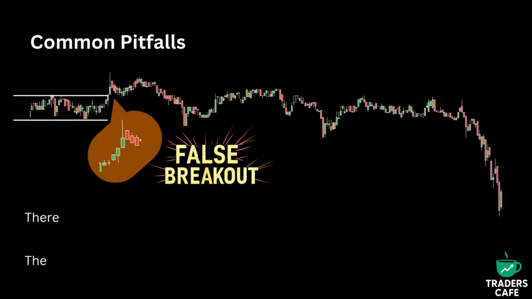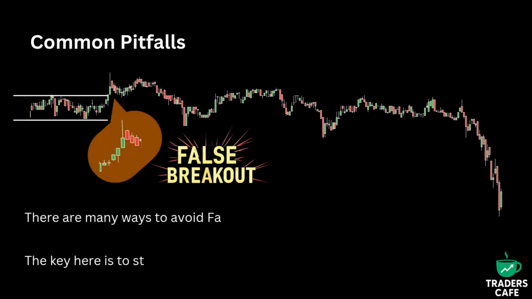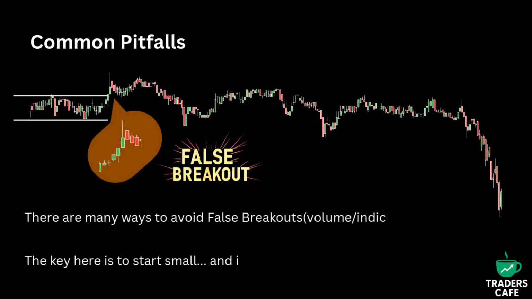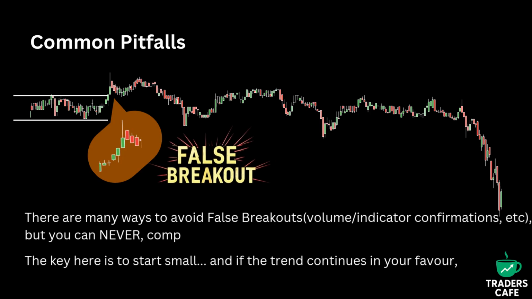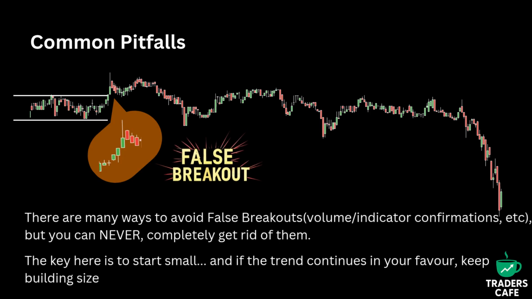Common pitfalls, false breakouts. When price snaps back below the level, you're stopped out. Mitigate this by using confirmation filters, like a moving average or RSI filter, to avoid choppy ranges.